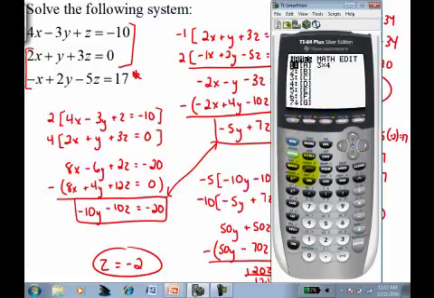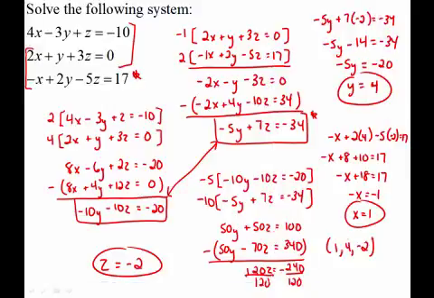And go back into the matrix, go over to math, and we want to choose B, double REF. Go back into the matrix, choose matrix A, and there's my answer, 1, 4, negative 2. The exact same thing as I got in the problem, 1, 4, negative 2.